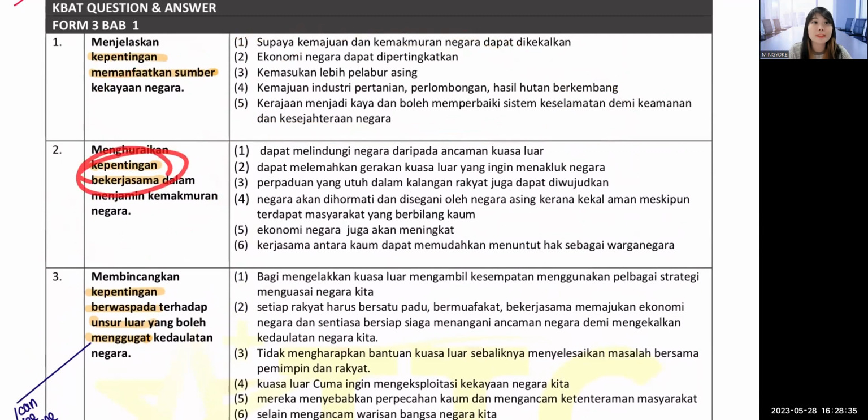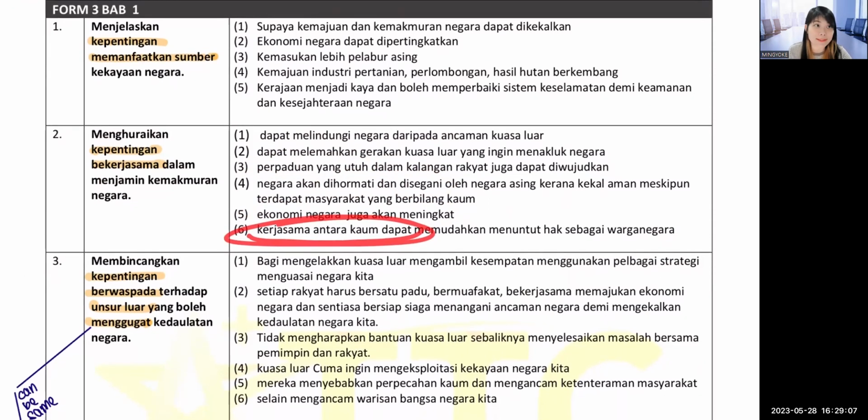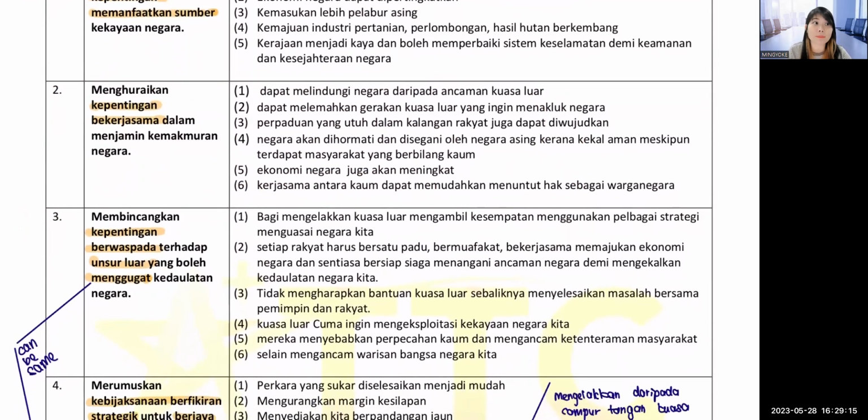Then second, the importance of working together. Kerja sama. When you work together, we will be able to protect our country from other countries' threat. You'll be able to reduce the other countries' power. You'll be able to strengthen your unity. You'll be able to be respected, envied by other countries. Your economy will also be improved. And last, you'll be able to cooperate among the races. You can also strengthen your country's political stability, everything. Yeah, you can put that.